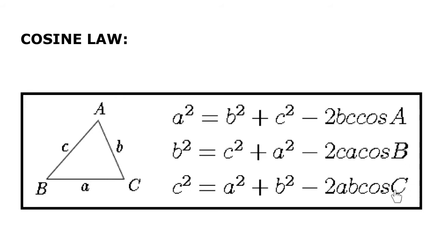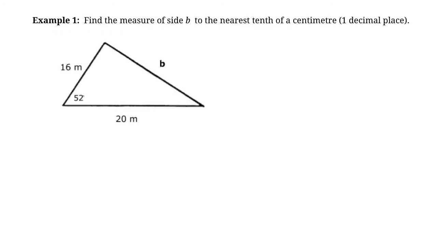Now, while the cosine law formula does look very different from the formula that we use for sine law, and sometimes it can look very overwhelming to use, it actually can be quite simple. We're now going to go through several different examples, which will show you how to use the cosine law to solve for either a side length or for an angle. In our first example, we're asked to find the measure of side B to the nearest tenth of a centimeter. So our answer needs to be reported with only one decimal place.